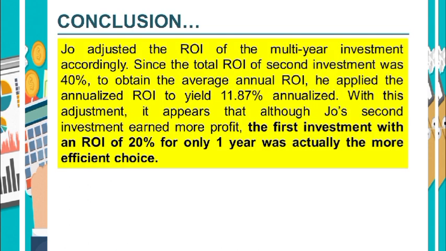Joe adjusted the ROI of the multi-year investment accordingly. Since the total ROI of the second investment was 40%, to obtain the average annual ROI, he applied the annualized ROI to yield 11.87% annualized. With this adjustment, it appears that although Joe's second investment earned more profit, the first investment with an ROI of 20% for only 1 year was actually the more efficient choice.